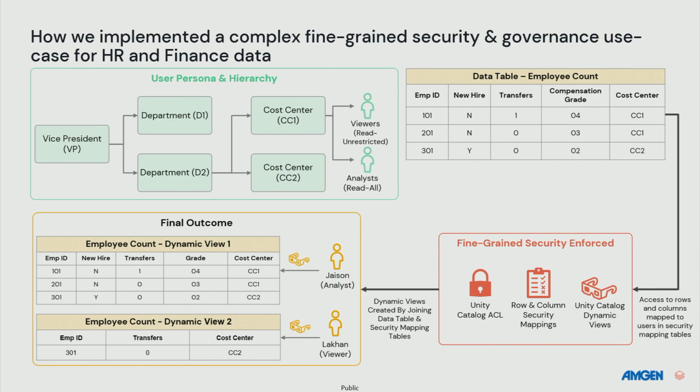A little bit on dynamic views. Basically, whenever a user fires a query on a dynamic view, the user ID is intercepted. That ID, we use it to correlate which cost center they have access to and which persona they belong to, and then that's how the dynamic view sends the response back.